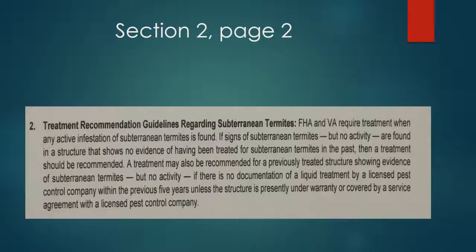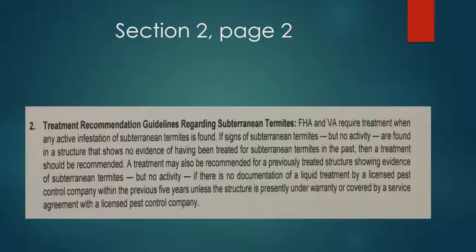I want to quickly touch on Section 2 on page 2. It says Treatment Recommendation Guidelines regarding subterranean termites. FHA and VA require treatment when any active infestation of subterranean termites is found. And I think that's pretty simple because anytime we find any active infestation, we're going to mark up that it needs to be treated anyway.